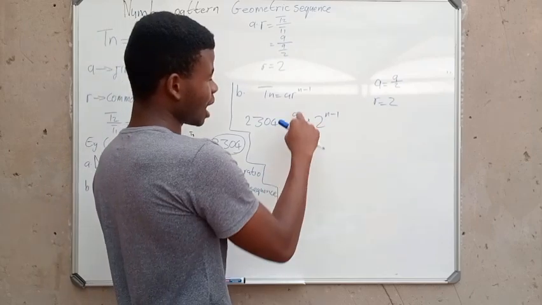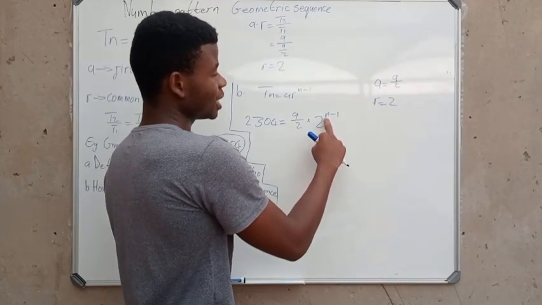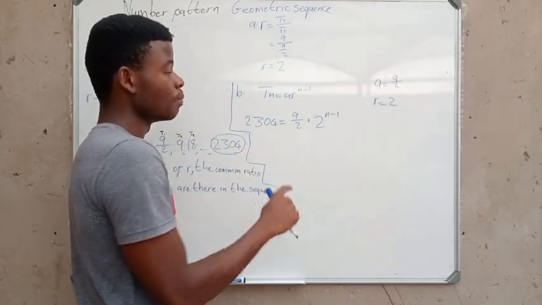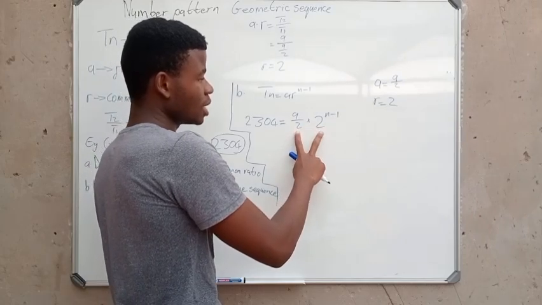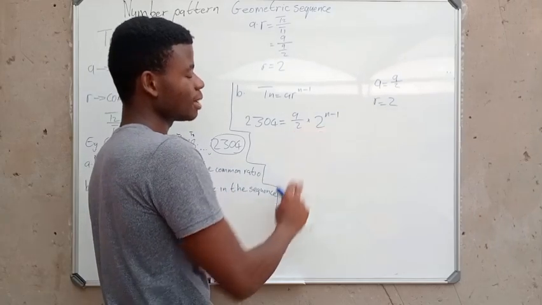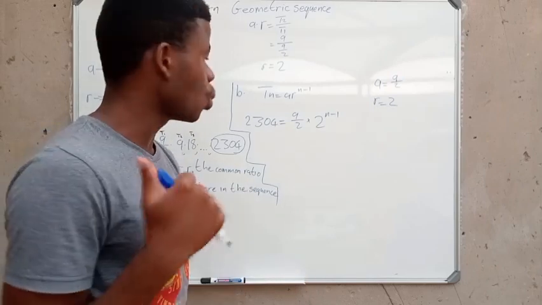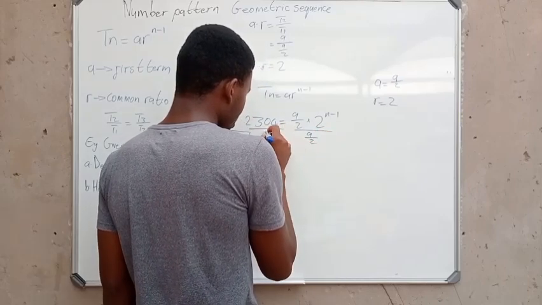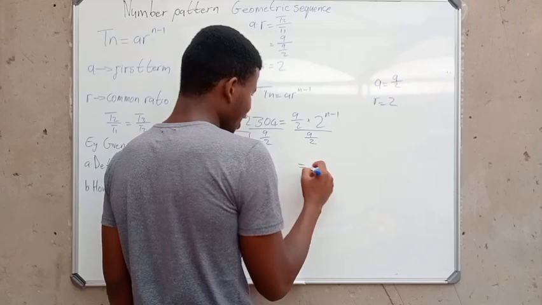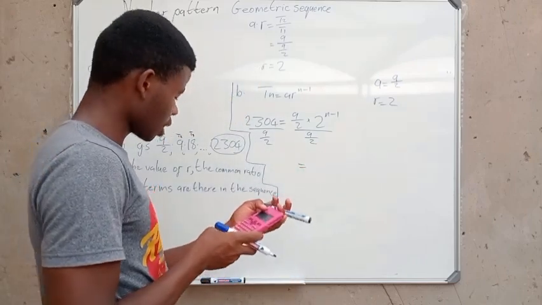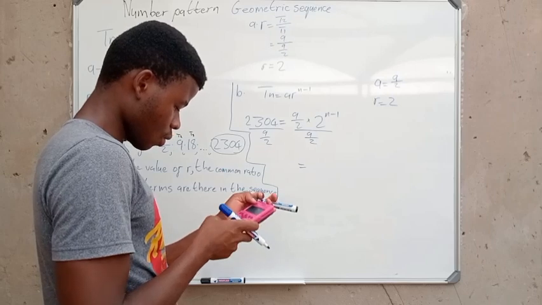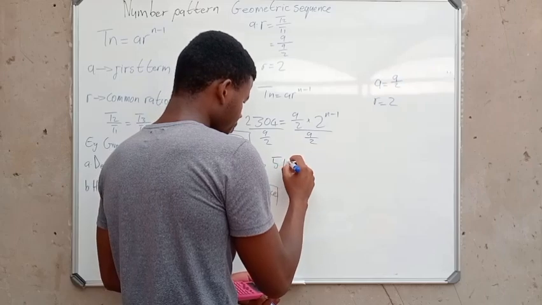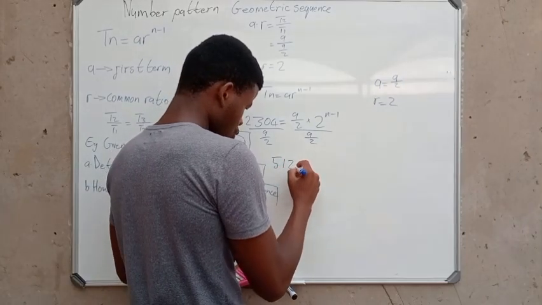Okay, so now we have 9 over 2 multiplied by 2 to the exponent n minus 1. If we have something like this, what can we do? What is the sign between 9 over 2 and 2 to the exponent n minus 1? It is multiplication. When we have multiplication, we are allowed to divide. So I'm going to divide by 9 over 2. What do I get? 2304 divided by 9 over 2, I get 512.